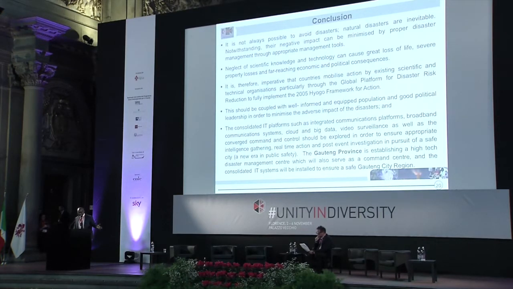And in closing, you do need a consolidated IT platform such as integrated communication platforms, broadband communication systems, the cloud and big data, video surveillance, as well as the converged command and control center, which I spoke about, in order to ensure that appropriate intelligence gathering, real-time action, and post-event investigation are undertaken in pursuit of safe cities. This is what we call a new era of public safety.